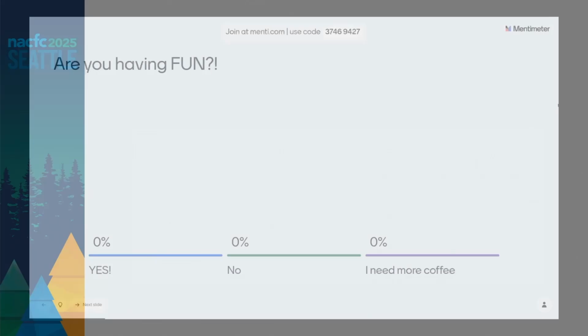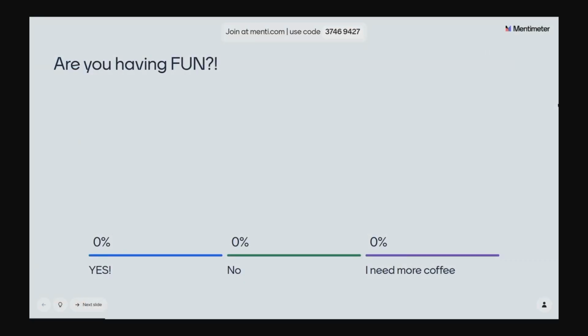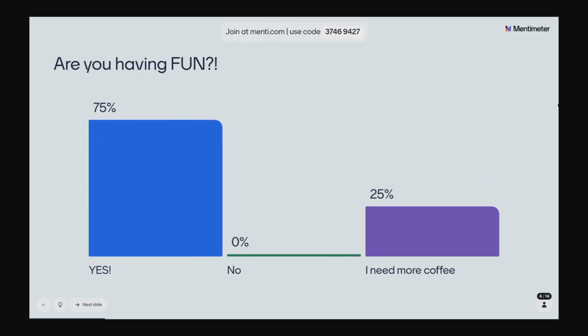Okay, Menti. So now we have to switch. If everyone could get out their phones and go to menti.com and type in that code that I can't see. 37469427. This one was just to get the kinks out. Are we having fun? 37469427. Okay, sweet, this works. Awesome.